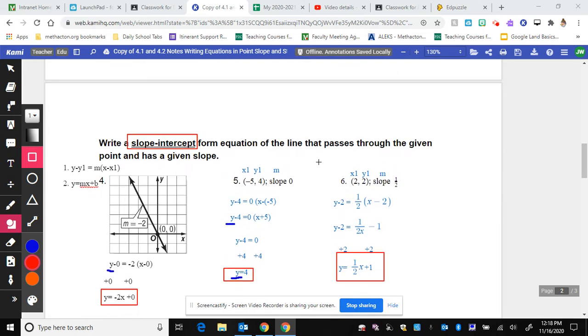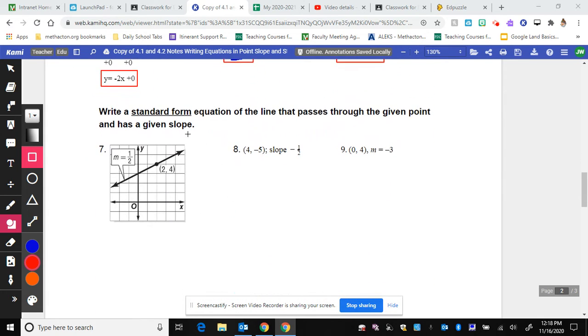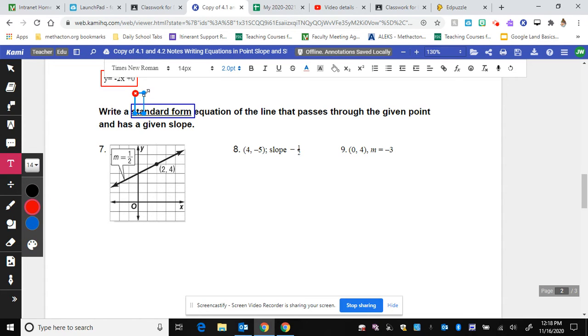So we did just point slope, then we did point slope into slope intercept. Now sometimes we have to go from slope intercept and take it one step farther, and we need to put everything into standard form. And if you remember, standard form is ax plus by equals c. So that just means that your x and your y are on the same side, and your c is alone by itself.